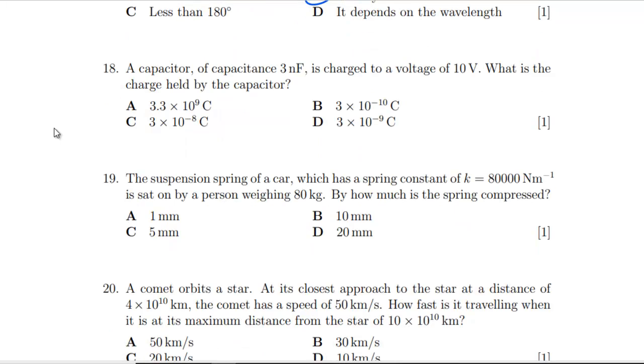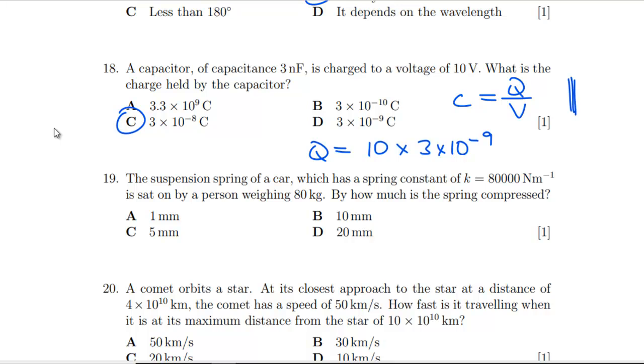All right, question 18. A capacitor of capacitance 3 nanofarads is charged to a voltage of 10 volts. What is the charge held on the capacitor? Right, so capacitance is the charge per unit volt. So what we need is the charge held. So the charge held is going to be, well, 10 times 3 times 10 to the minus 9, which is 3 times 10 to the minus 8, which is C. So that's just knowing your capacitance definition.